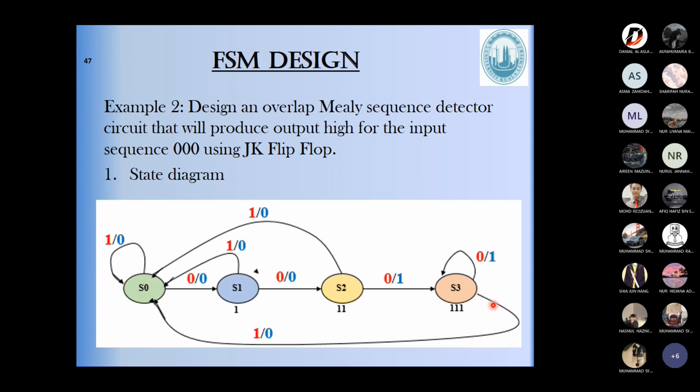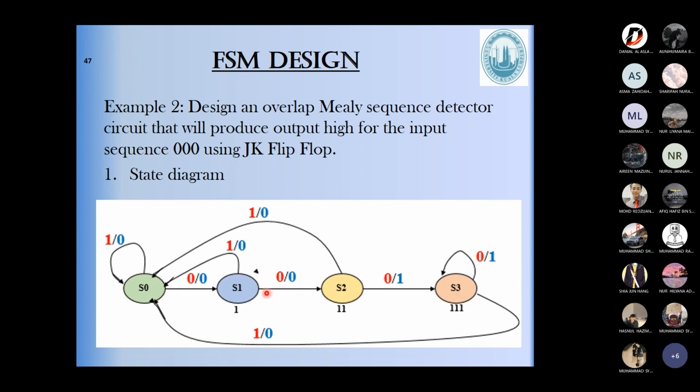For non-overlap, it means the detection cannot overlap. We look into another example here for overlap. Design an overlap sequence detector using circuits that will produce output high for the input sequence of 000 using JK flip-flop. Okay, so now we know the detection we want is 000.